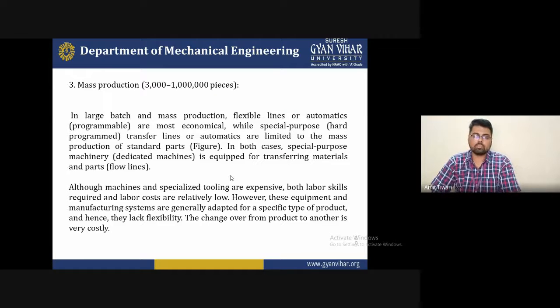Also, the machine and specialization tools are expensive, and both labor skill and labor cost are relatively high. However, this equipment and the machining system are generally adapted for a specific type of product, and hence they lack flexibility, and changing over from one product to another is very costly.